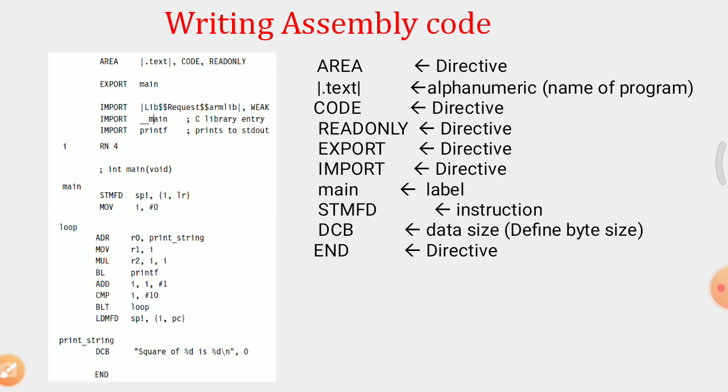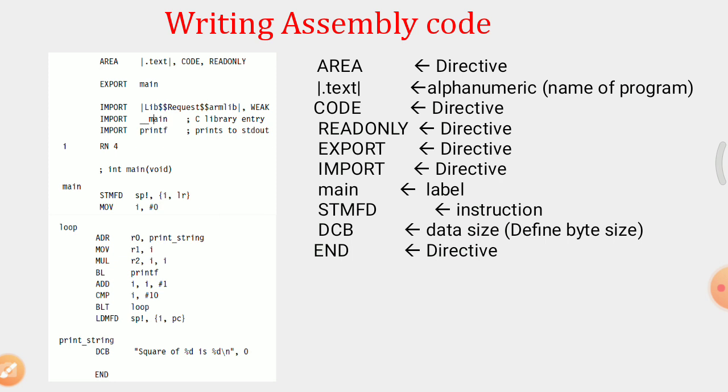The line indentation should be followed, as in the example we have shown. If the indentation is not maintained, non-indented text will be treated as a label by the compiler. So main, loop, and print string are labels which are non-indented. The other things are considered either a directive or an instruction. So we should maintain the line indentation.